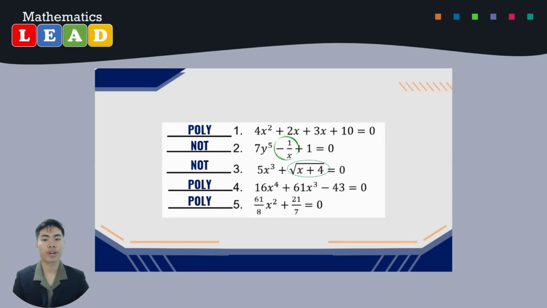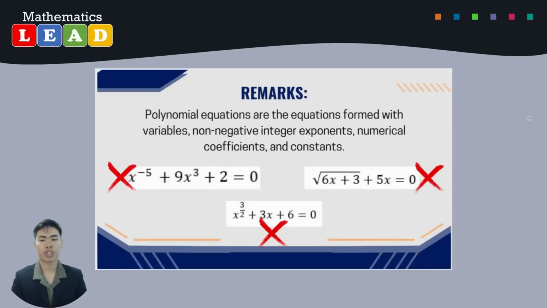Alright, class. For our remarks, everyone read. Polynomial equations are the equations formed with variables, non-negative integer exponents, numerical coefficients, and constants. X raised to negative 5 plus 9x cubed plus 2 equals 0 is an example of a not a polynomial equation, as well as x raised to 3 halves plus 3x plus 6 equals 0, and also square root of 6x plus 3 plus 5x equals 0. Therefore, we can say that exponents in equations expressed in fractional or negative integers are not part of polynomial equations. Is that clear, class?